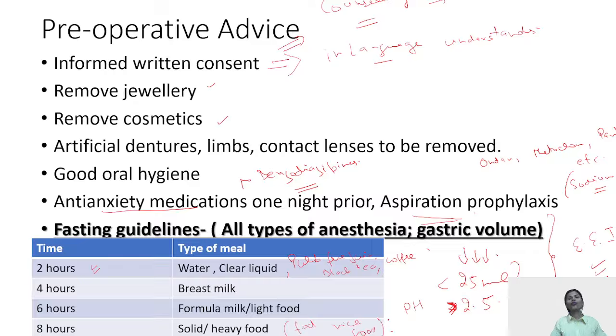So it is 2, 4, 6, 8. 2 hours for water or clear liquids, 4 hours for breast milk, 6 for the infant formula milk or any light food, and 8 hours if the patient has taken a fat rich food.